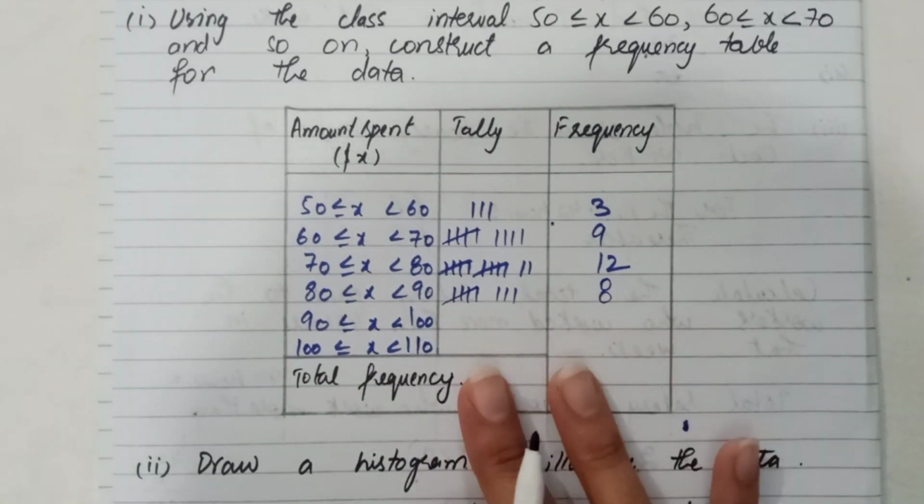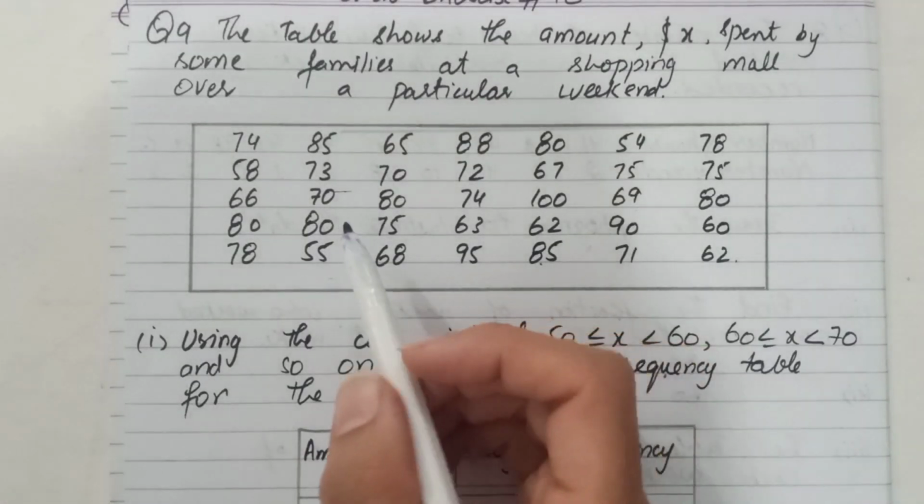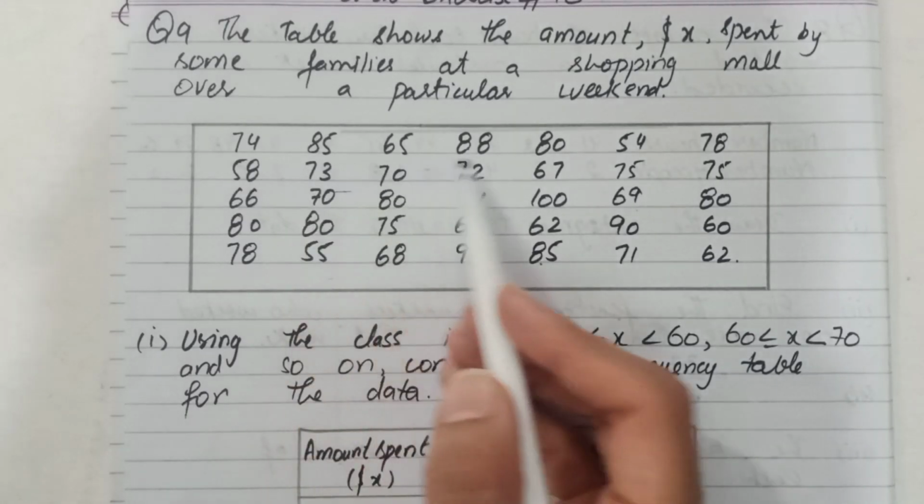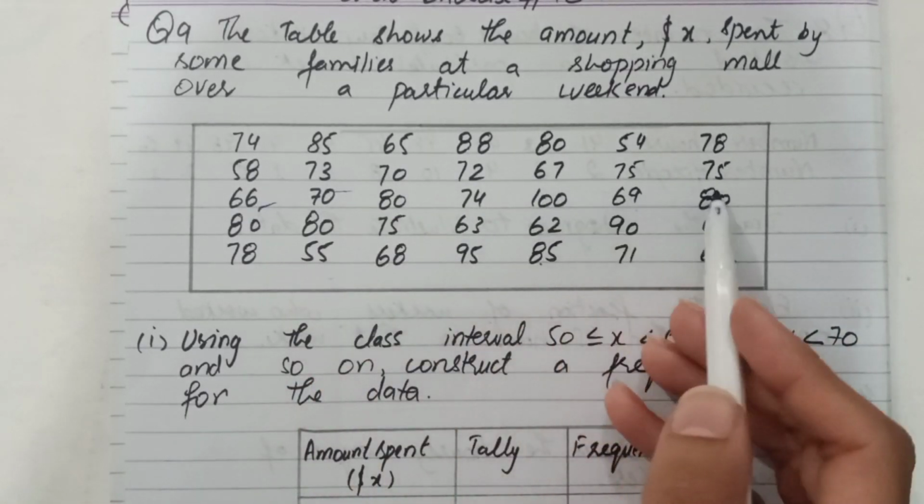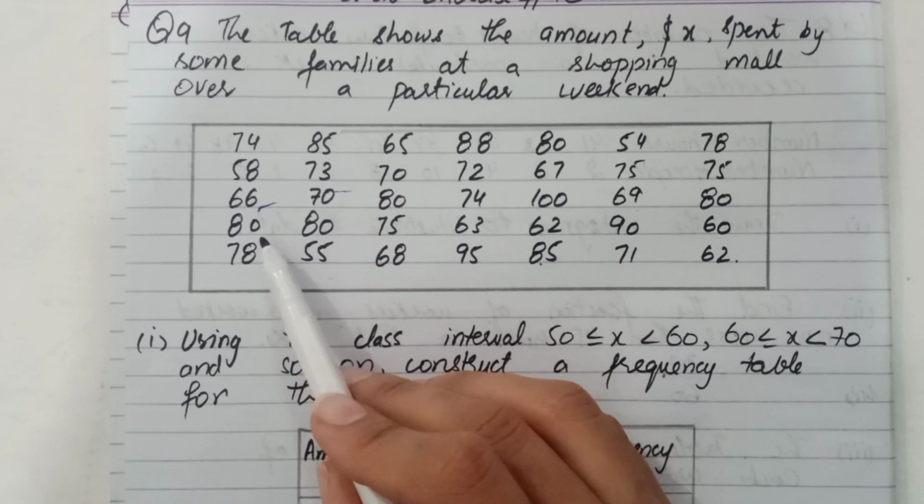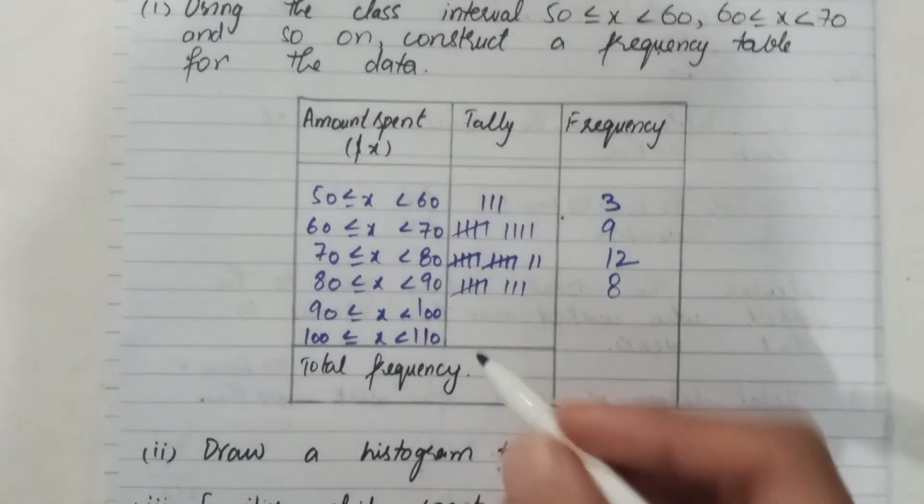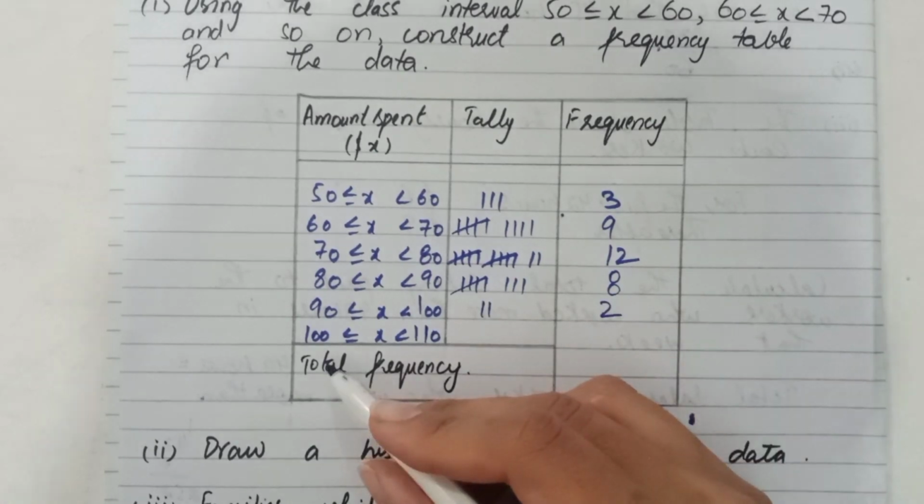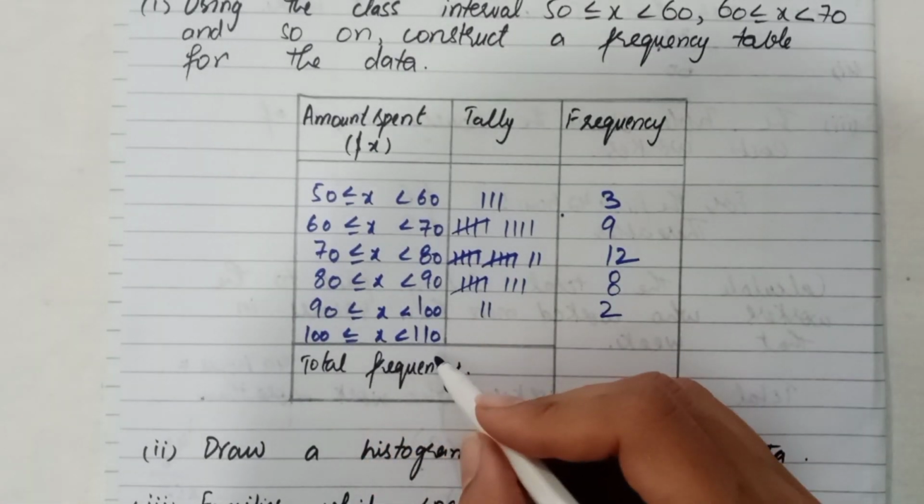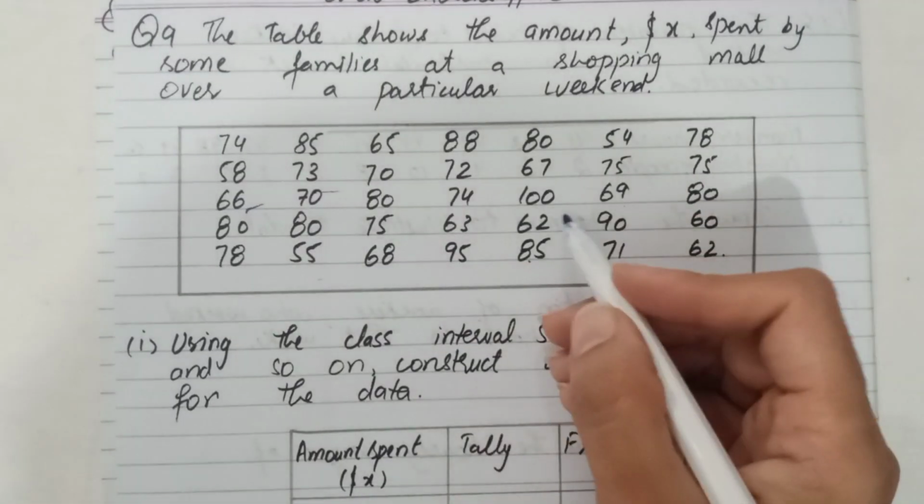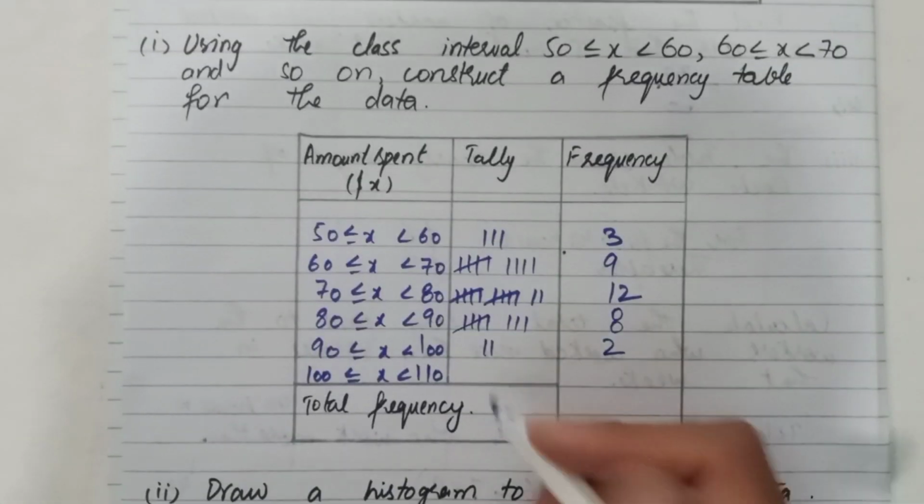From 90 and less than 100, these are 1 and 2. These are 2 values. From 100 to 110, there is only one value, 100.